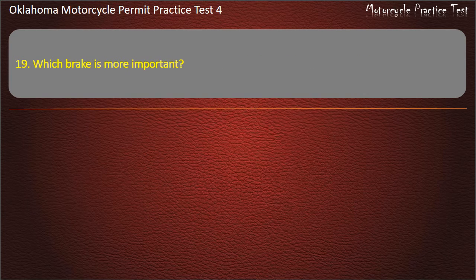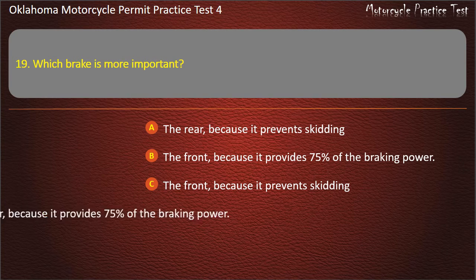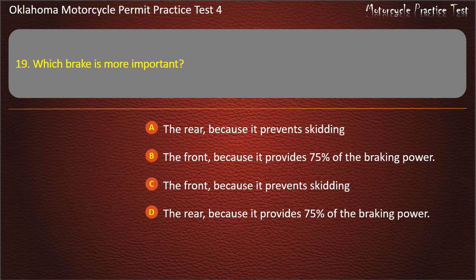Question 19. Which brake is more important? The rear, because it prevents skidding. The front, because it provides 75% of the braking power. The front, because it prevents skidding. The rear, because it provides 75% of the braking power. Answer. The front, because it provides 75% of the braking power.